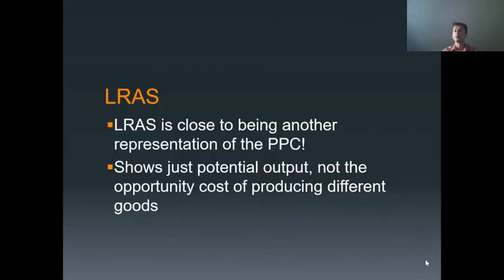Now, this should all sound familiar to you because it's really very close to being another representation of the PPC, your production possibilities curve. Now, the difference being that the production possibility curve showed the opportunity cost of producing more of one good versus less of another. This just shows your total production as if you lumped all of that in one thing and labeled it in terms of real GDP. So it's very, very similar. So if your LRAS shifts to the right, if it increases, that means your PPC also shifted outward as well. If your PPC shifted inward, your LRAS shifted to the left.